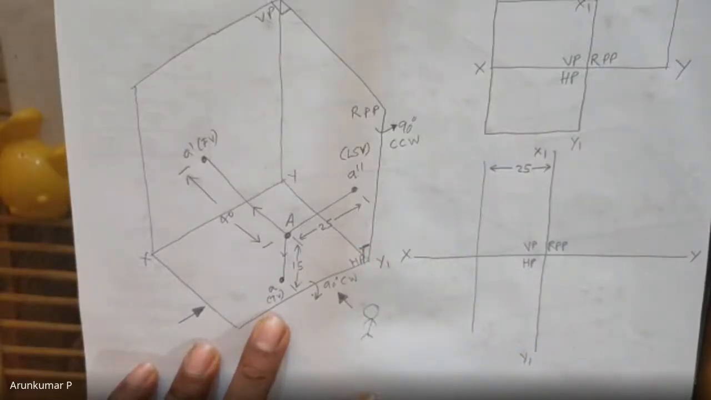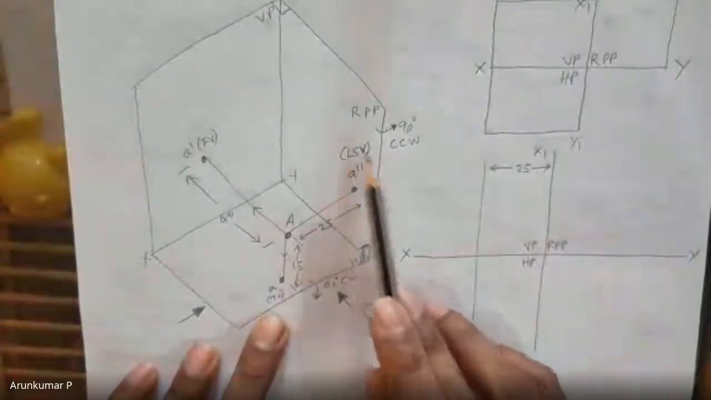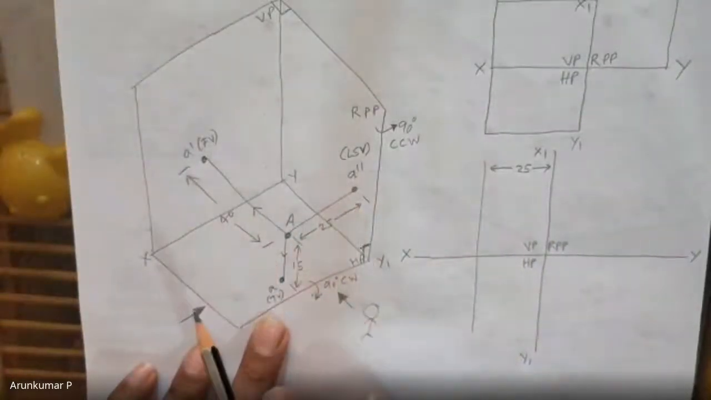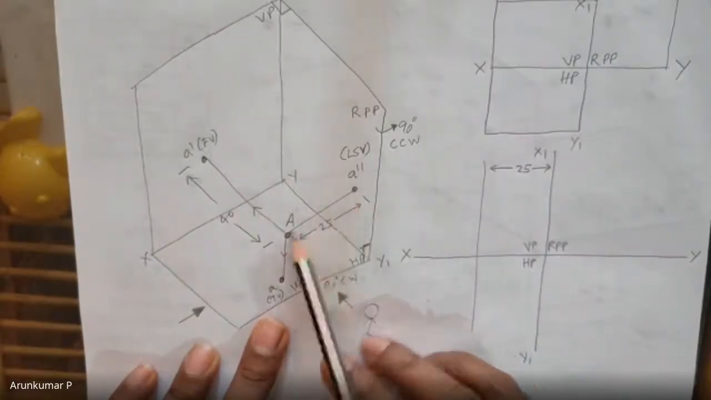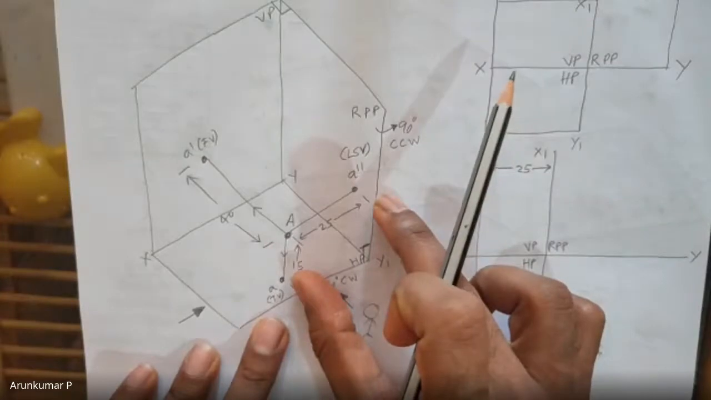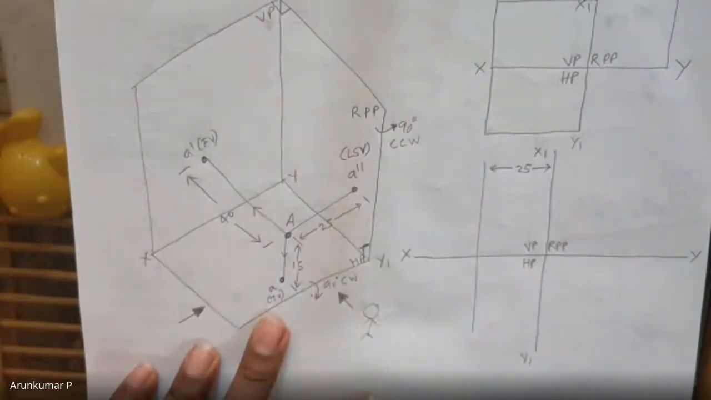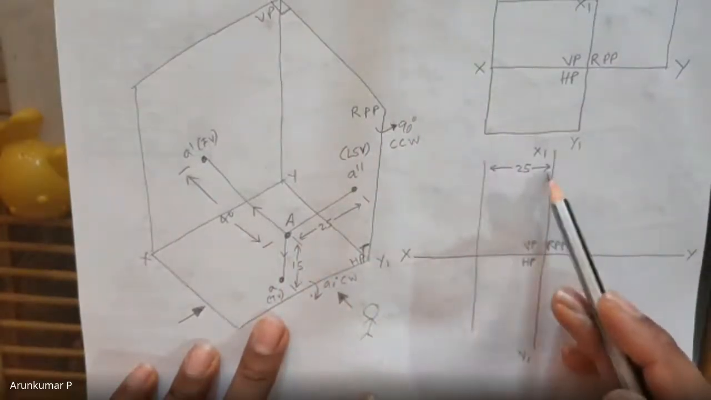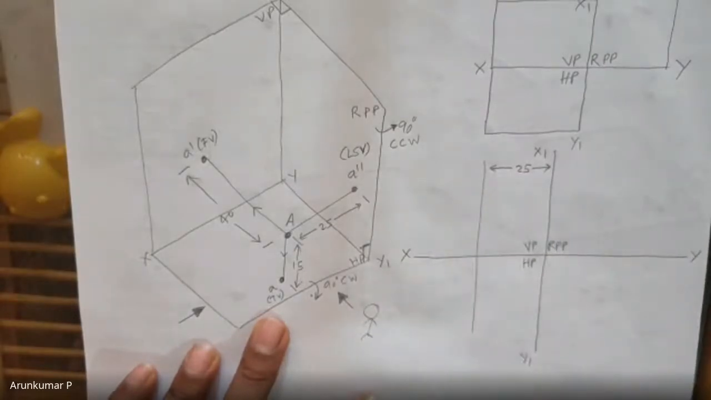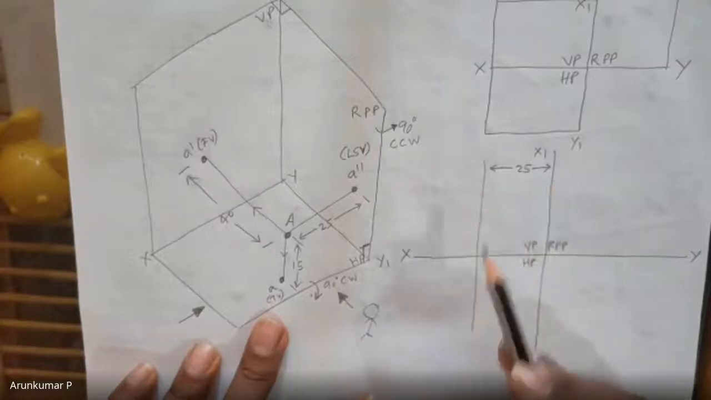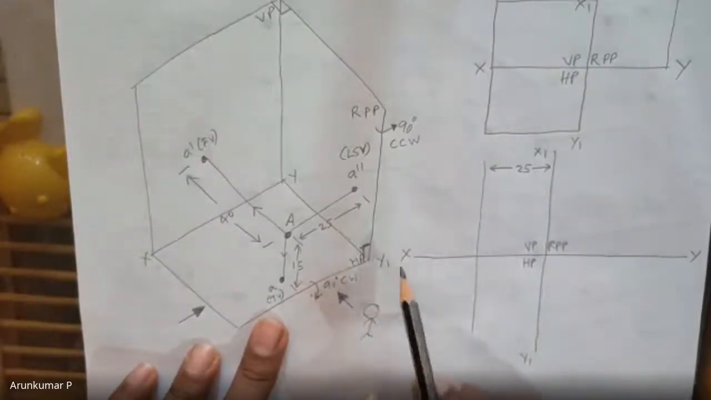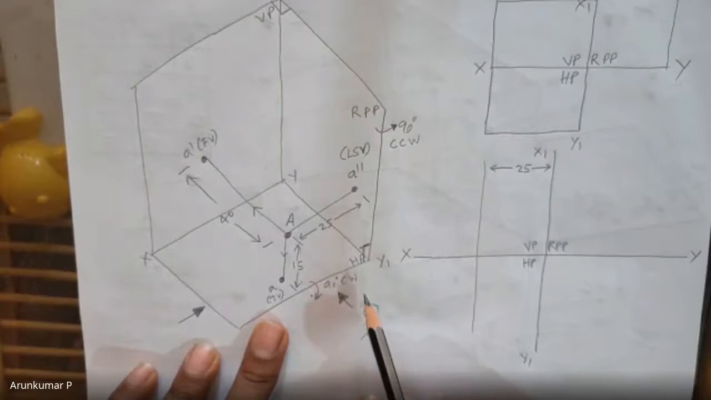So this is the one change that comes when RPP or any profile plane comes into the picture. The distance of the point from the profile plane becomes very crucial, so the projection line has to be drawn at that particular distance. Okay, now you have drawn the projection line. Now I have to locate the front view and top view.